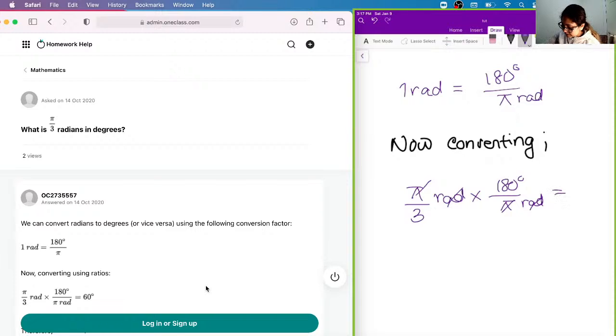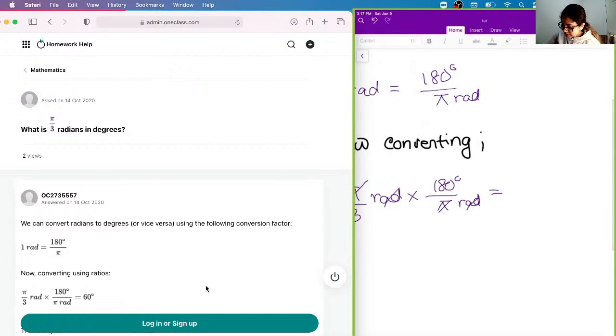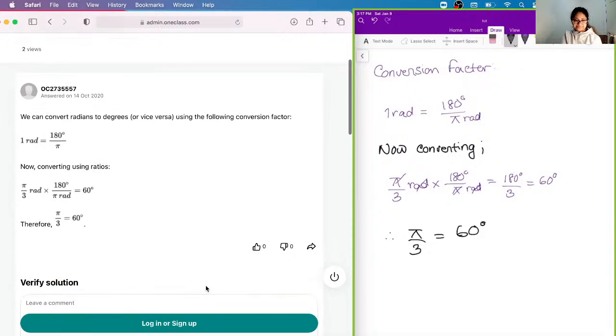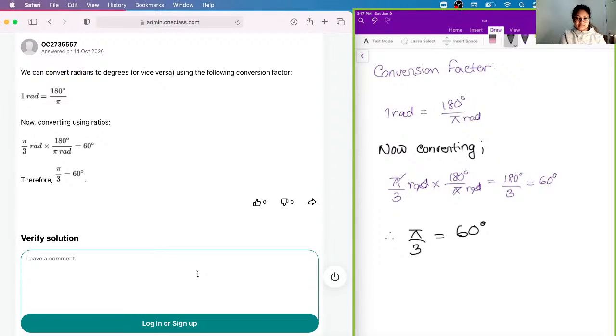So you have 180 divided by 3, and so this is 60 degrees. And so we can say that pi over 3 is equal to 60 degrees. So this is correct.